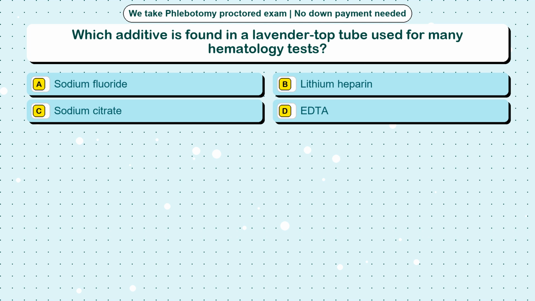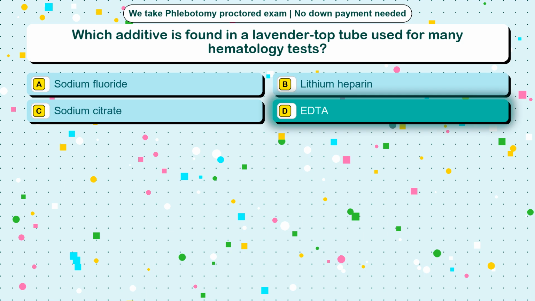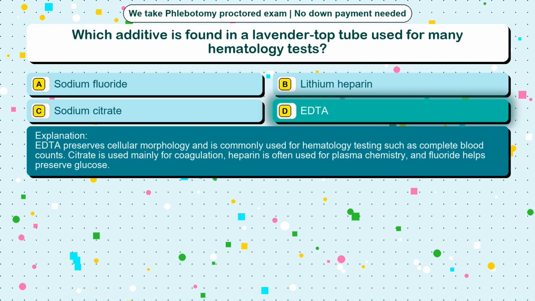Question 69. Which additive is found in a lavender top tube used for many hematology tests? Option A, sodium fluoride. Option B, lithium heparin. Option C, sodium citrate. Option D, EDTA. The correct answer is option D, EDTA. EDTA preserves cellular morphology and is commonly used for hematology testing such as complete blood counts. Citrate is used mainly for coagulation, heparin is often used for plasma chemistry, and fluoride helps preserve glucose.